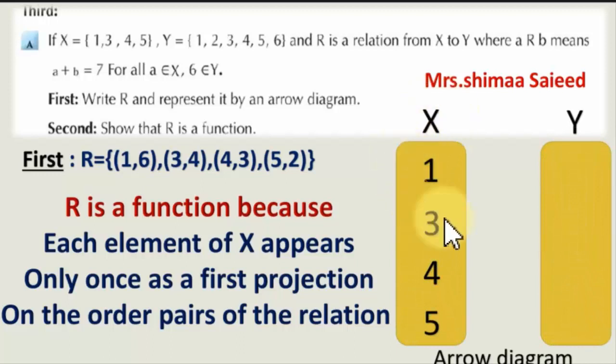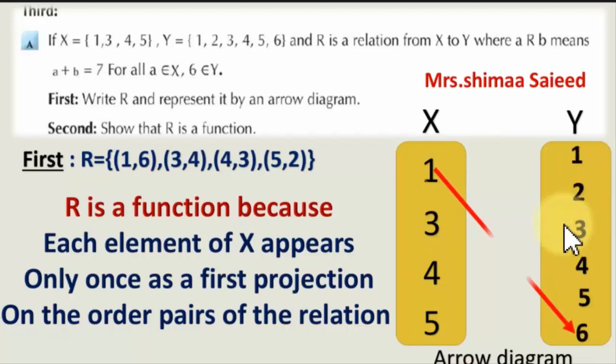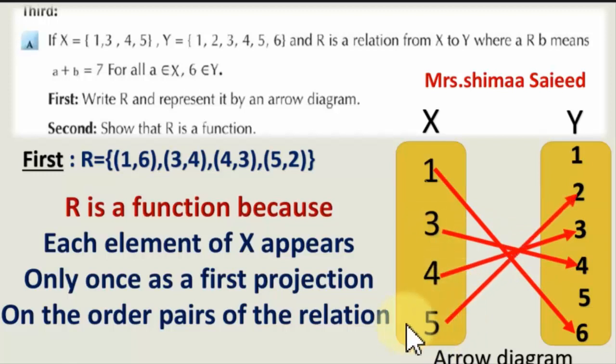we can say X equals 1, 3, 4, and 5. Y equals 1, 2, 3, 4, 5, and 6. The first arrow is from 1 to 6. The second from 3 to 4. The third from 4 to 3. The last from 5 to 2. As you see, R is a function because each element of X appears only once as a first projection of the ordered pairs of the relation.